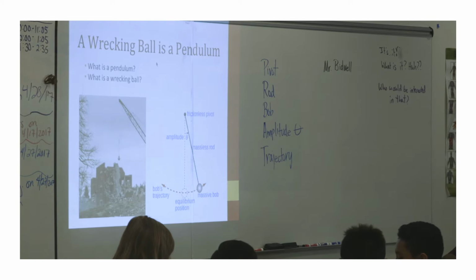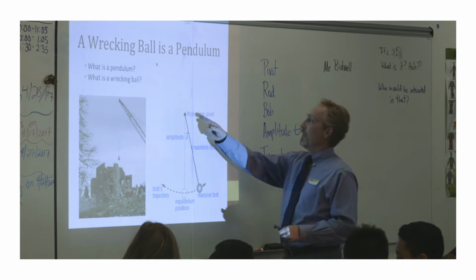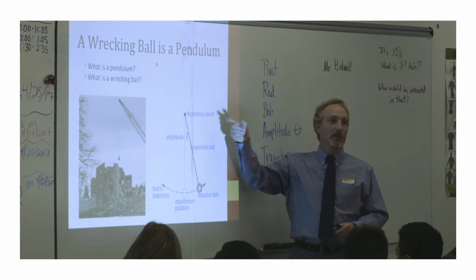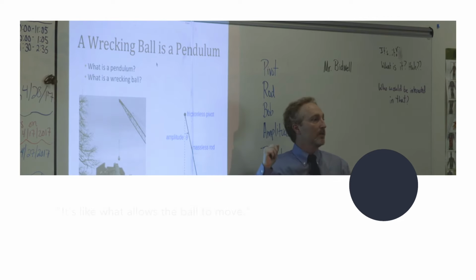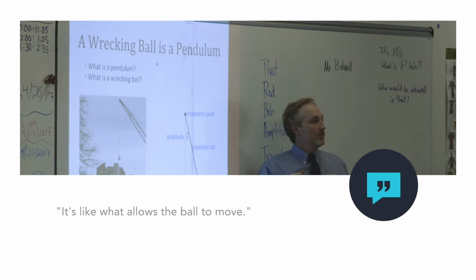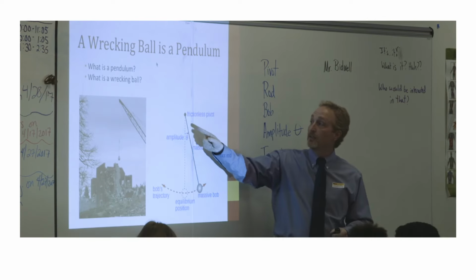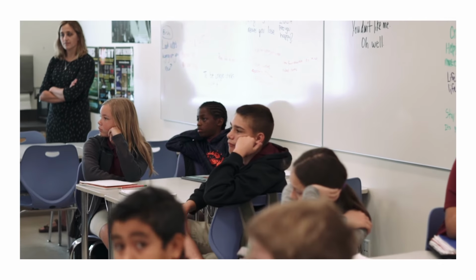So if you look on the board up here, I've written them down so we can use them today. But all pendulums have a pivot. Does somebody want to describe to me what a pivot is? What do you think? It's like what allows them to move. Perfect, it's where it's attached, right? That's where it's attached. There's our pivot right there.